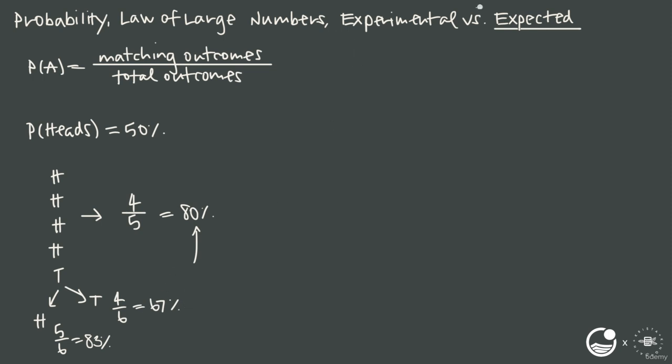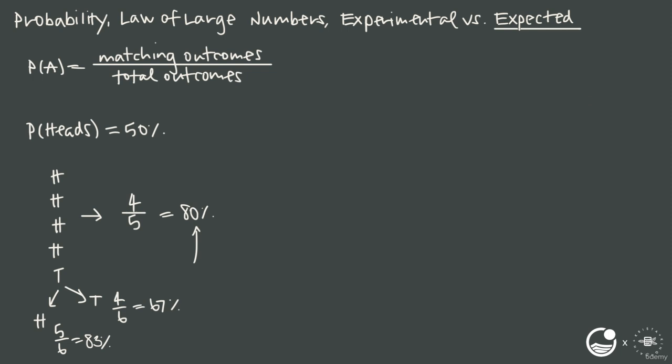So that experimental probability can vary widely, but the expected probability stays fixed. The expected probability is given by this formula here of matching outcomes divided by total outcomes, and it's the kind of probability that we're used to thinking about. What this law of large numbers tells us is that as we run our experiment more and more and more and more times, our experimental probability is going to get closer and closer and closer to our expected probability.